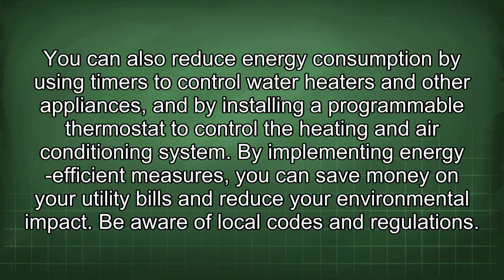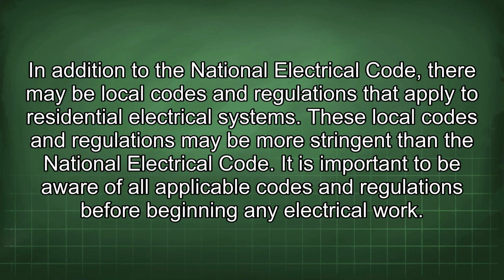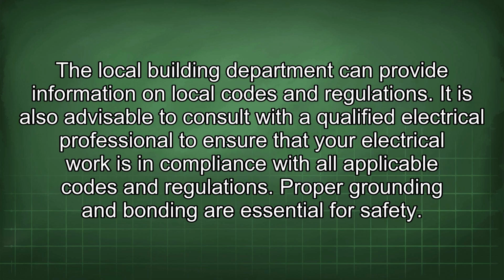Be aware of local codes and regulations. In addition to the National Electrical Code, there may be local codes and regulations that apply to residential electrical systems. These local codes and regulations may be more stringent than the National Electrical Code. It is important to be aware of all applicable codes and regulations before beginning any electrical work. The local building department can provide information on local codes and regulations. It is also advisable to consult with a qualified electrical professional to ensure that your electrical work is in compliance with all applicable codes and regulations.